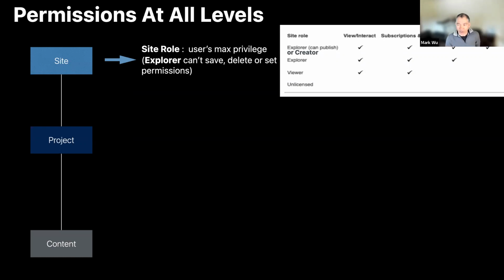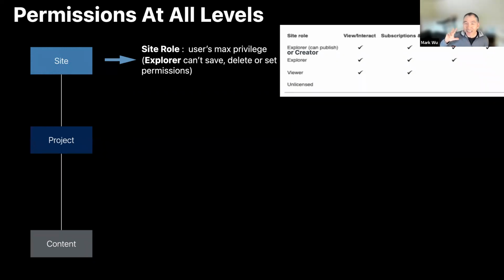Very often I get a question from a publisher saying, hey, I have a site role as a creator, but how come I cannot publish to a particular project? Well, a site role is a maximum privilege. You are able to publish new content if you're a creator. However, you may not be allowed to publish to every single project. So this is where the project level permission comes in.